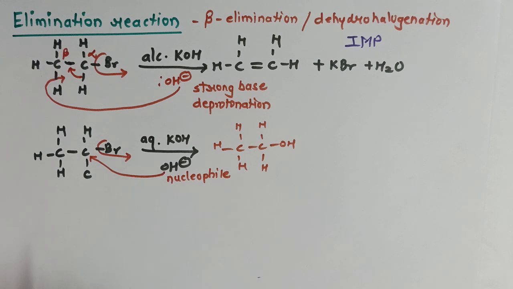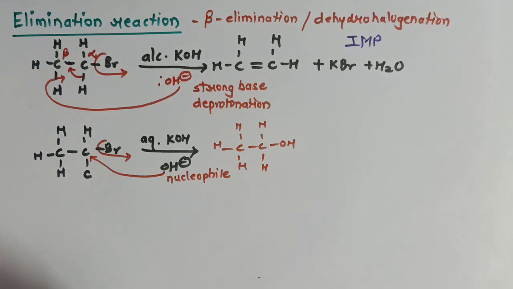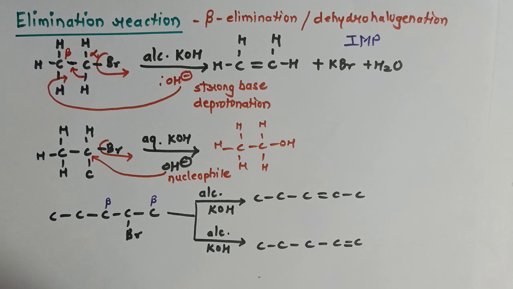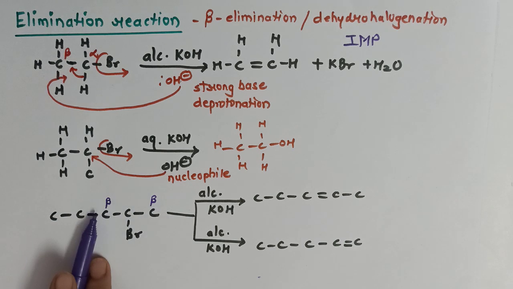Now what if there are more than one beta carbon atom present? From where does the elimination occur? Let us take one example. So here I have taken the example of 2-bromopentane. In this case we'll have 2 beta carbon atoms. Now the question is that from where does the elimination occur?